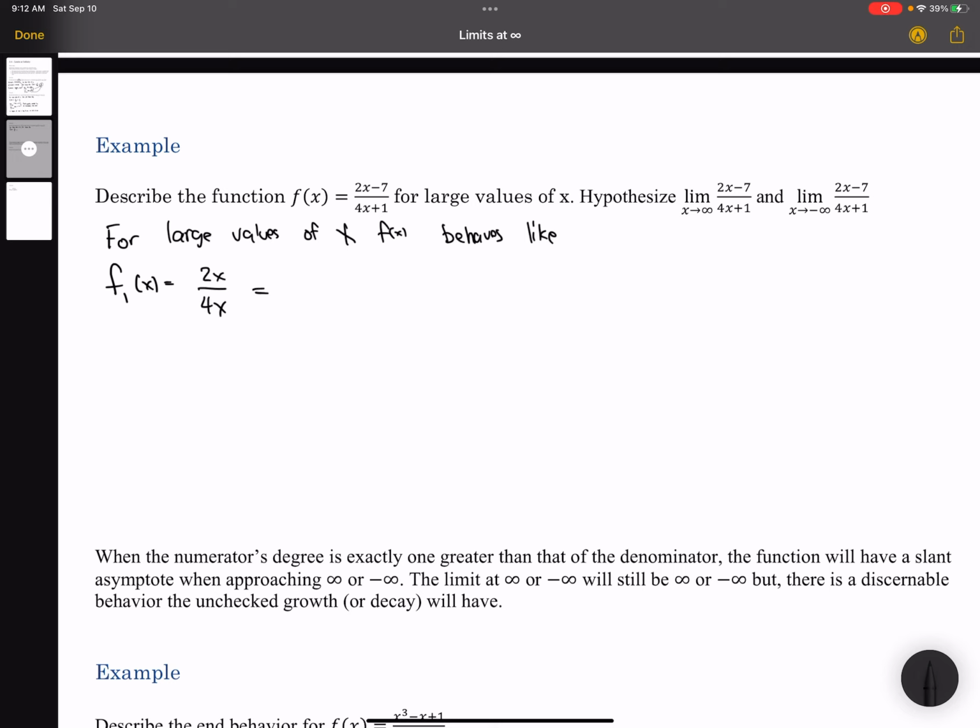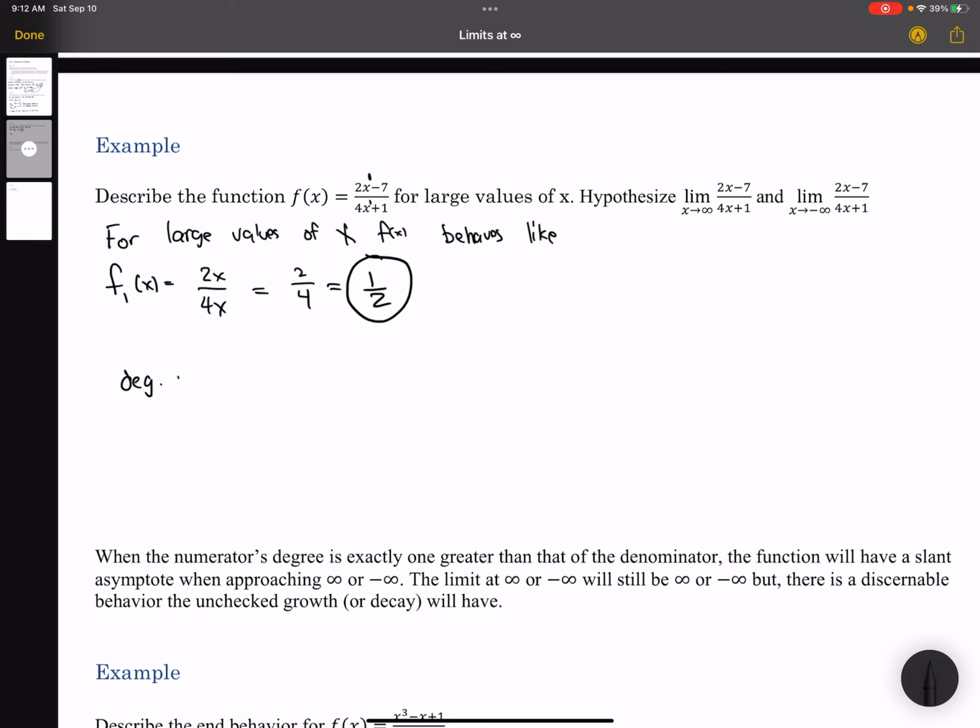Well, they both have an x in common, so that's the same as 2 over 4, which simplifies to 1/2. So for really large values of x, our limit is going to be 1/2. And notice that the degree of the numerator equals the degree of the denominator.